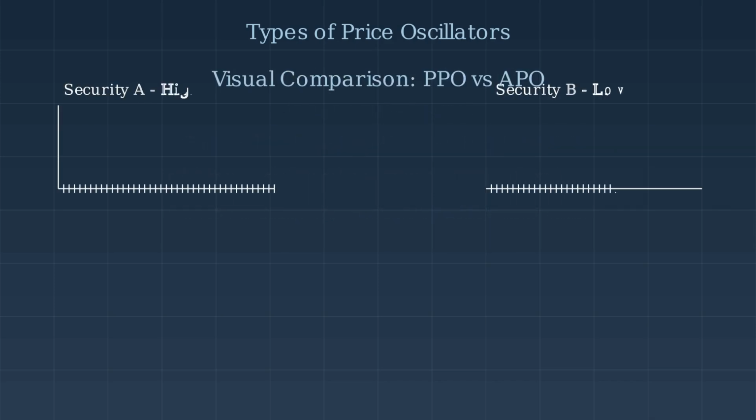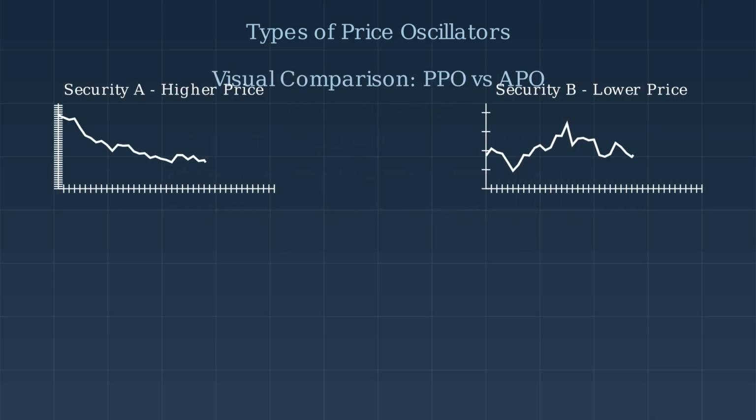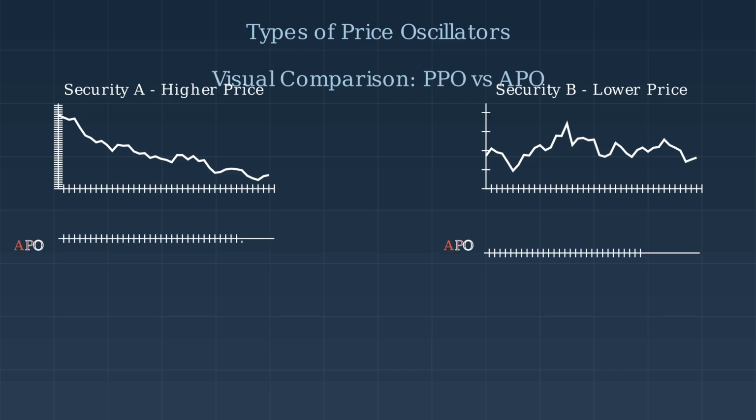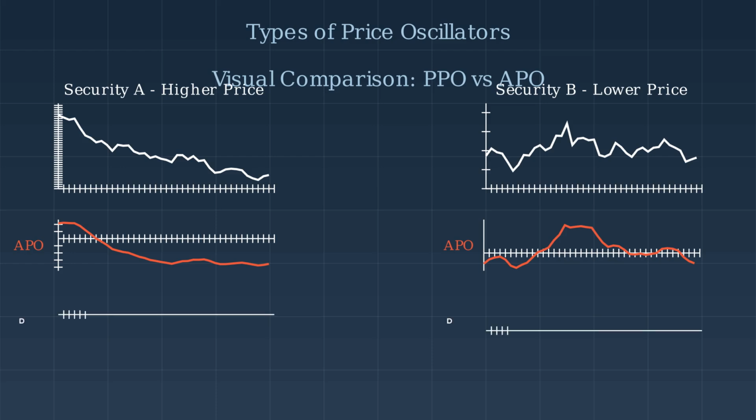Let's visualize both oscillators using two different securities. Security A has a higher price, while security B has a lower price. Looking first at the absolute price oscillator, notice how the scale differs significantly between the two securities due to their different price levels. Now for the percentage price oscillator. Notice how the PPO scales are more comparable between the two securities, making pattern comparison more meaningful.